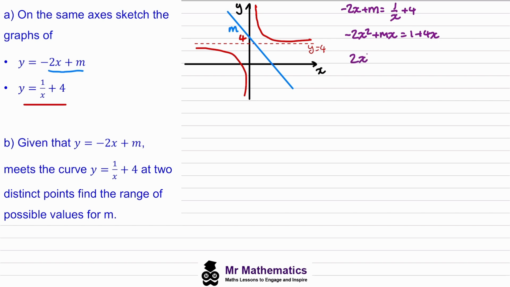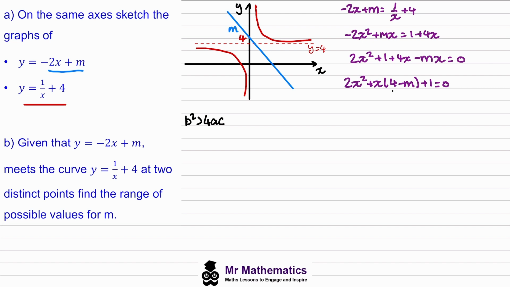So 2x squared, moving this over to this side, plus the 1 plus the 4x, minus this mx will equal 0. And then we can factor in this x term. So we've got 2x squared plus x lots of 4 minus m plus 1 will equal 0. And we know there are two solutions to this equation because it intersects at two distinct points. So using the discriminant, we know that b squared must be greater than 4ac.